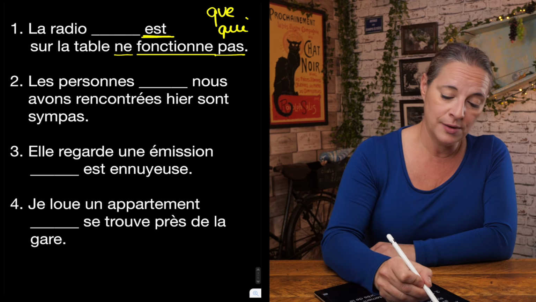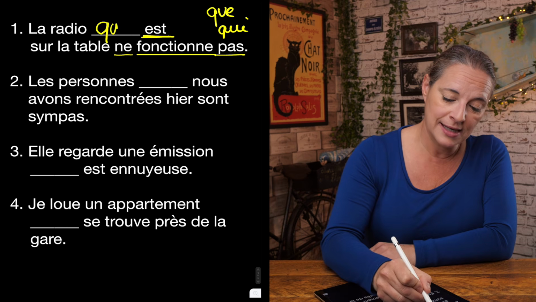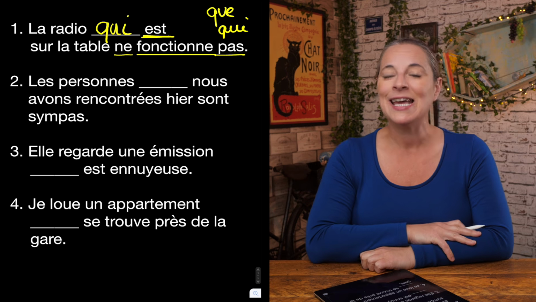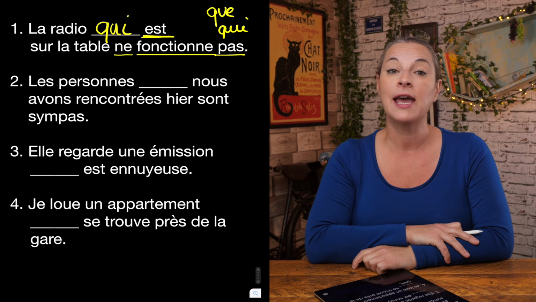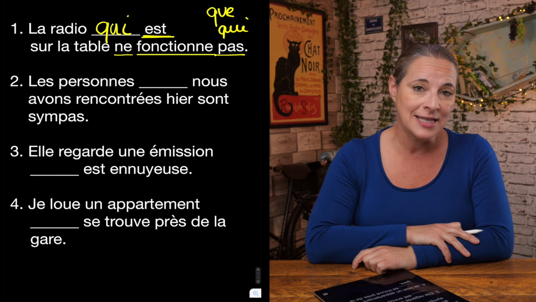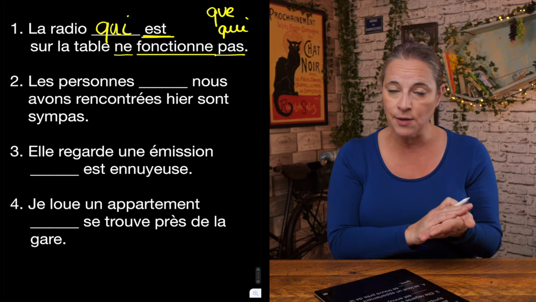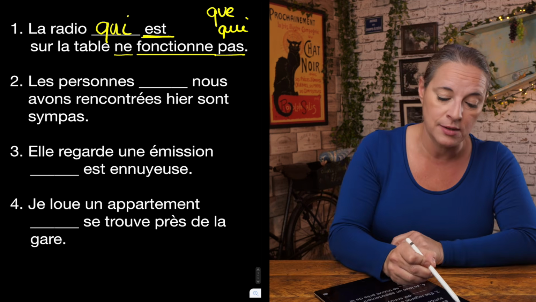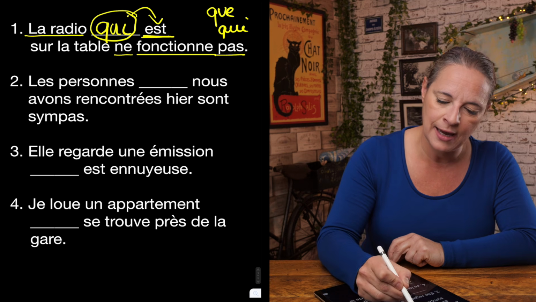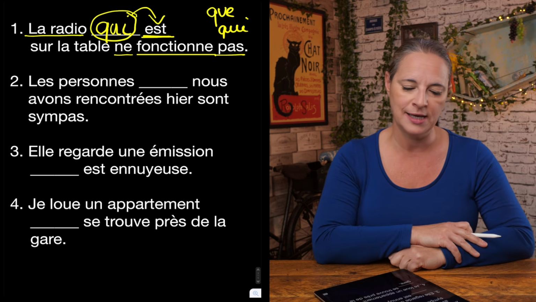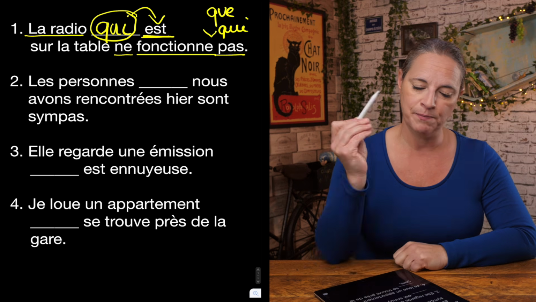La radio, qui? Well done. It is definitely qui because qui is always followed by a verb, okay? And it is always the subject to the verb. So indeed, the subject is la radio, is reflected here again, and the verb is here. Can you see that? So it is qui.